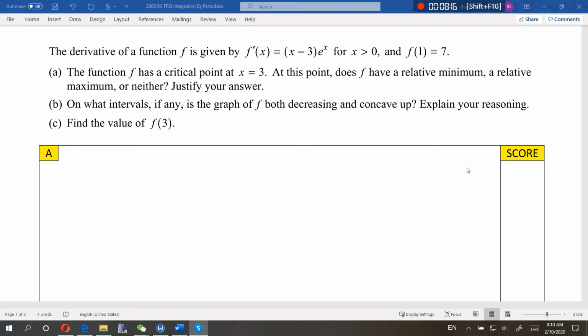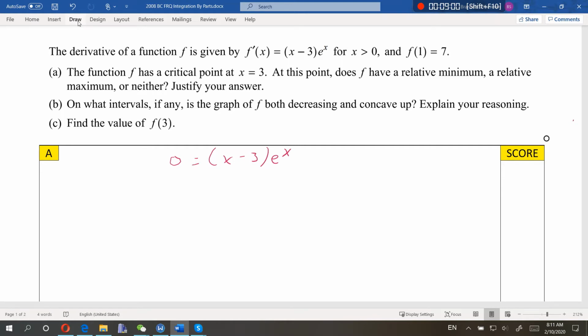Okay, first, we've got a critical point at x equals 3. At this point, do we have a relative minimum, maximum, or neither? And justify your answer. Okay, so you set this equal to 0. 0 equals x minus 3 e to the x. What would we have to test in order to prove it? So x equals 3, and then we make a graph.